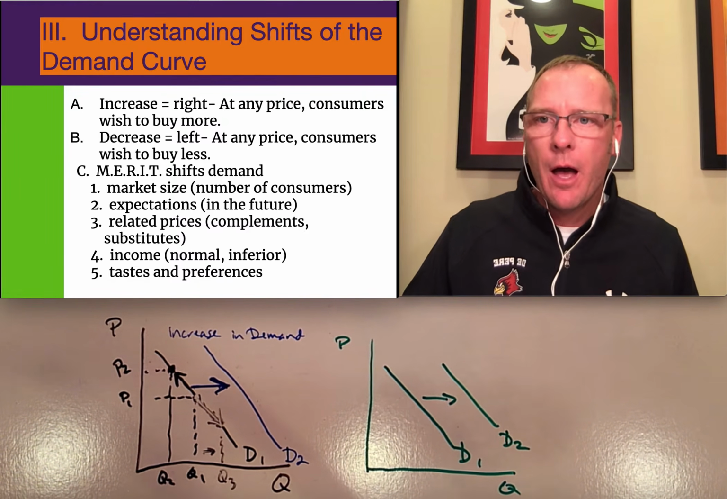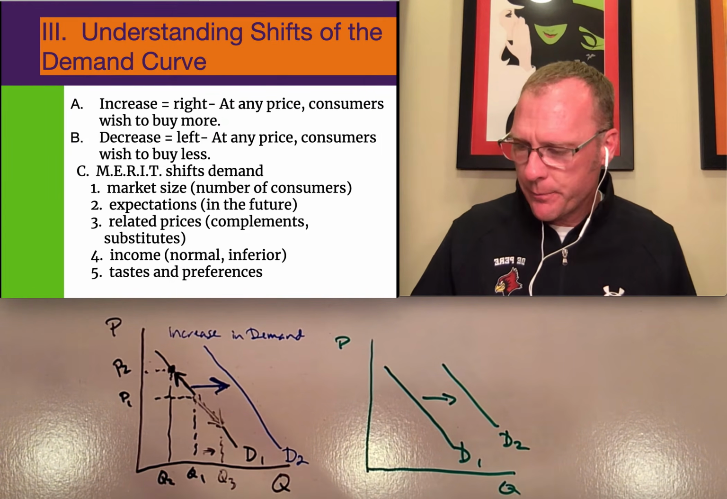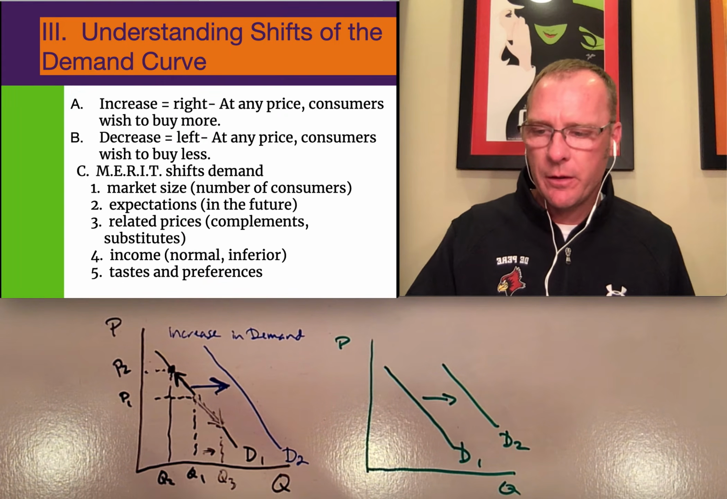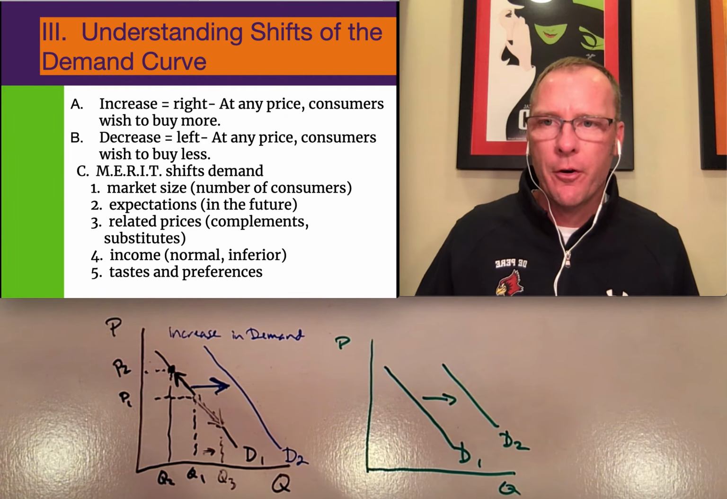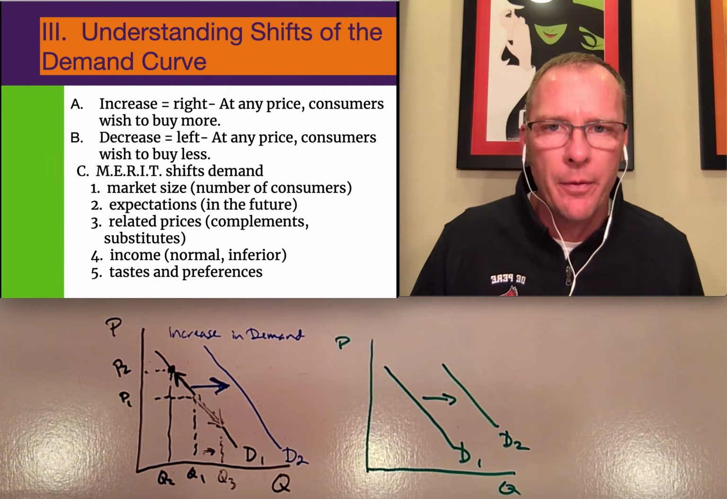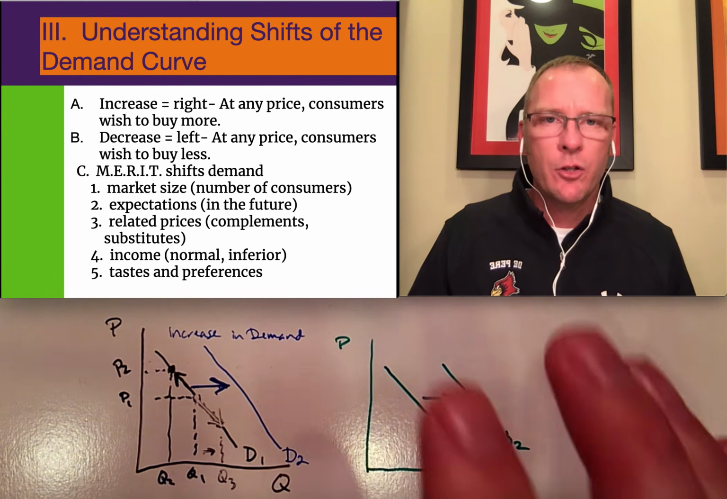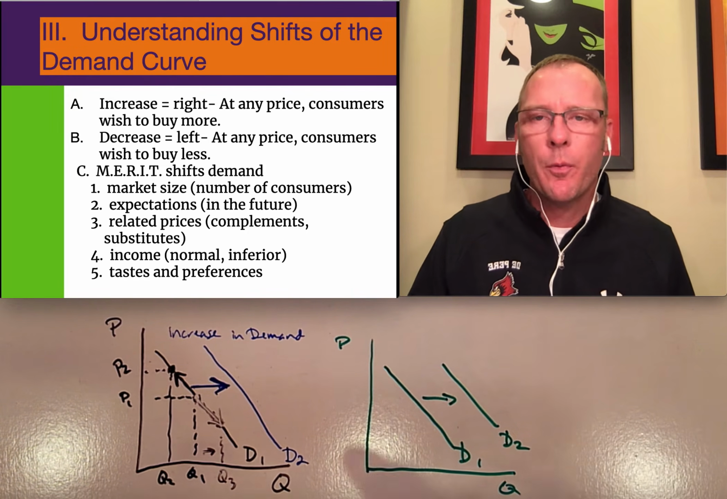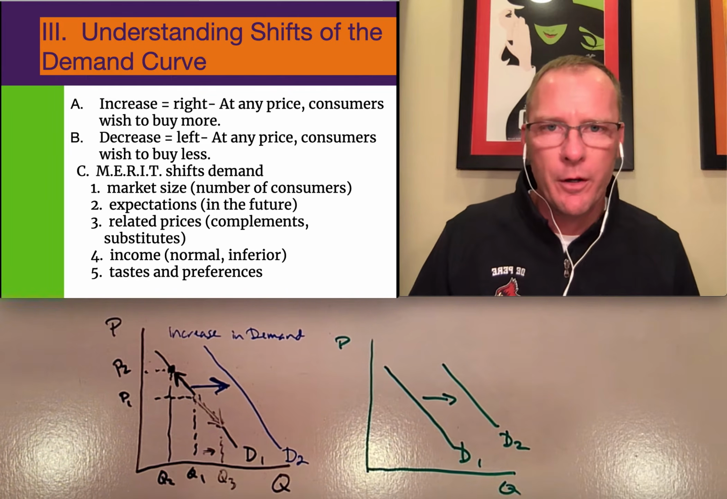Expectations, that one's that one. If you look at related prices, they have something to do with another good, like something has happened. There's a complement or a substitute good out there that's causing your good to change. So it's the price of another good in particular.